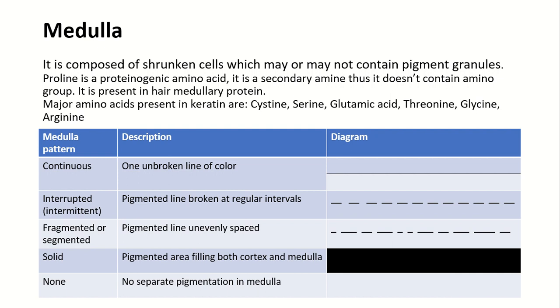The various medulla patterns are: continuous, one unbroken line of color like this; interrupted, with regular intervals; fragmented or segmented, with irregular intervals; solid, pigment area filling both cortex and medulla; and none, no separate pigmentation in the medulla.